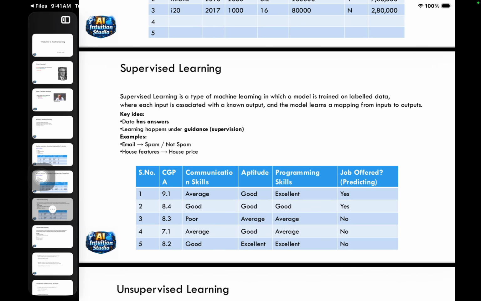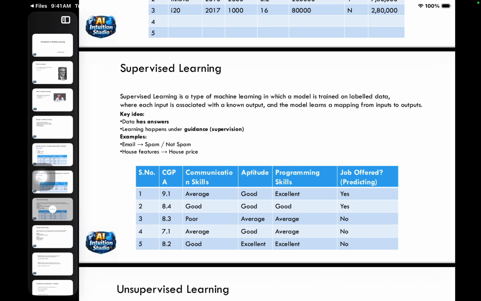So now that we understand what is a feature and what is a target label, let's talk about the first major type of machine learning, that is supervised learning. In supervised learning, the machine is trained using labeled data. That means for every input, we already know the correct output. Think of it like learning with a teacher. The teacher shows an example and also gives the correct answer.